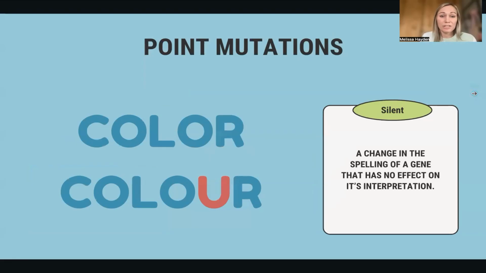A silent mutation is a change in the DNA sequence of a gene that doesn't affect how the gene is interpreted or the protein it produces. Even though the gene sequence is altered, it still codes for the same protein, so it doesn't have any impact on the organism. It's like choosing a path that looks different but actually leads to the same destination. Nothing changes.